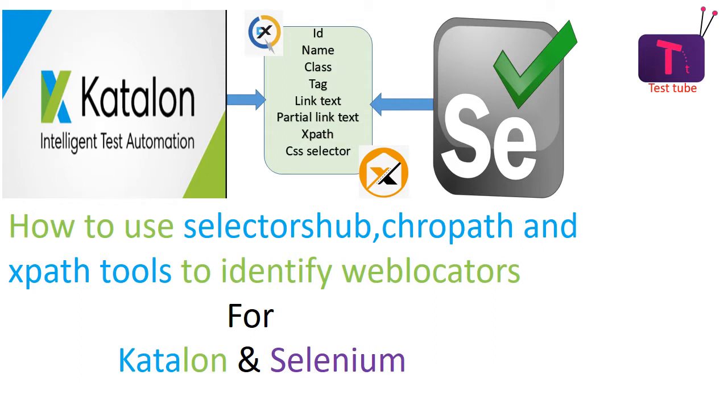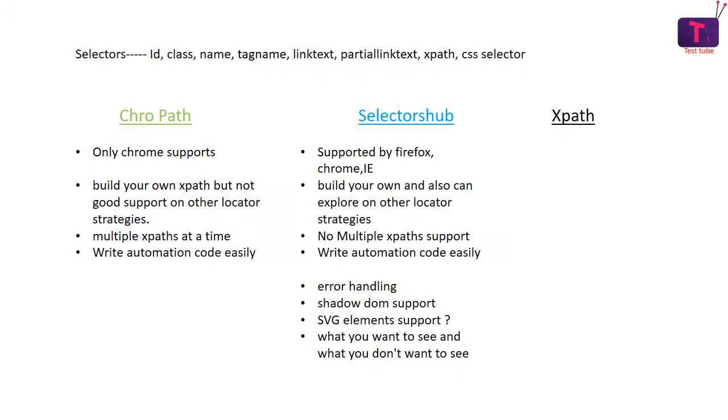In this video, we are going to discuss how to use SelectorsHub, ChroPath, and XPath tools to identify web locators for Katalon and Selenium. And we are going to make this video very interesting. That is, we are going to explain these tools by comparing one with the other for each point mentioned below. Now, let's proceed to the actual video.